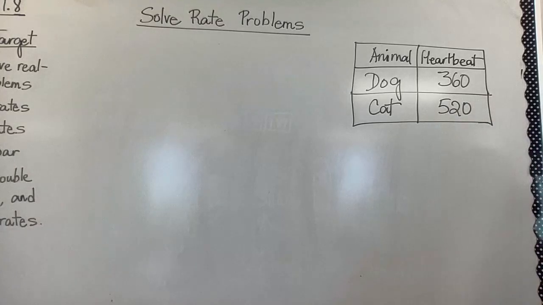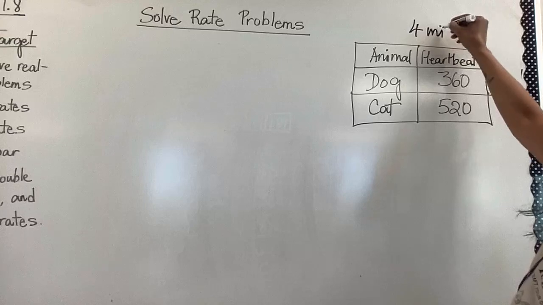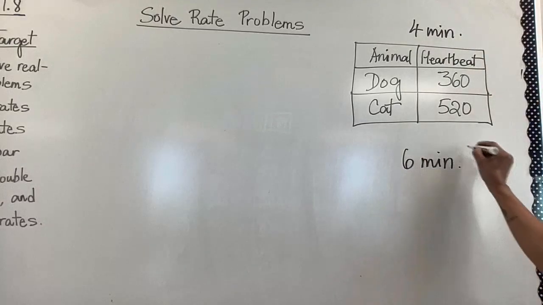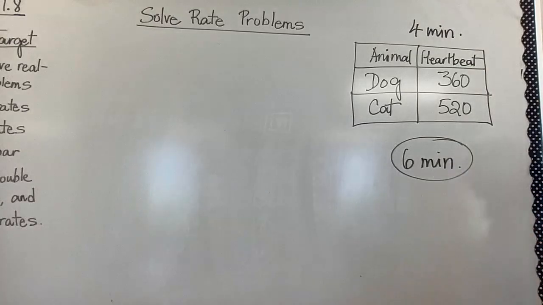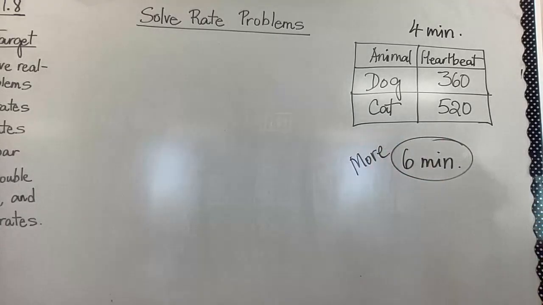At these rates, how many more times does the cat's heart beat in 6 minutes than the dog? So this is for how much? This is for 4 minutes. All right, and then it's asking how much more does the cat's heart beat in 6 minutes than the dog? Okay, how much more? All right, so we're going to use a double number line.